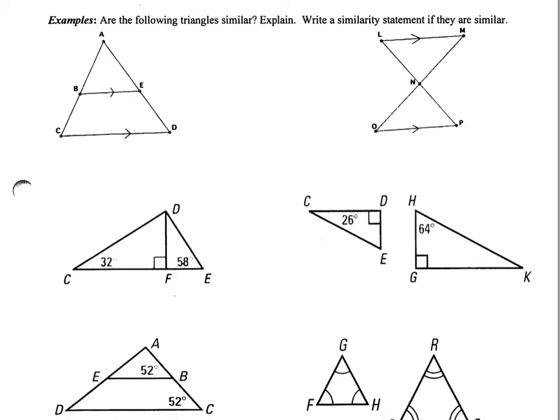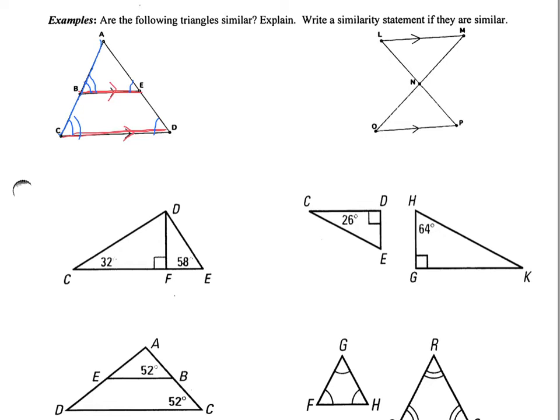First example, are the following triangles similar? Explain. Write a similarity statement if they are similar. Well, the first thing that we're going to notice is that BE is parallel to CD. That's what these arrows mean, parallel. If I treat AC as a transversal, then this angle is going to be congruent to this angle. So angle ABE is going to be congruent to angle ACD because they are corresponding angles. They're both to the right of the transversal and above their corresponding lines. By that same idea, these angles are also going to be congruent.